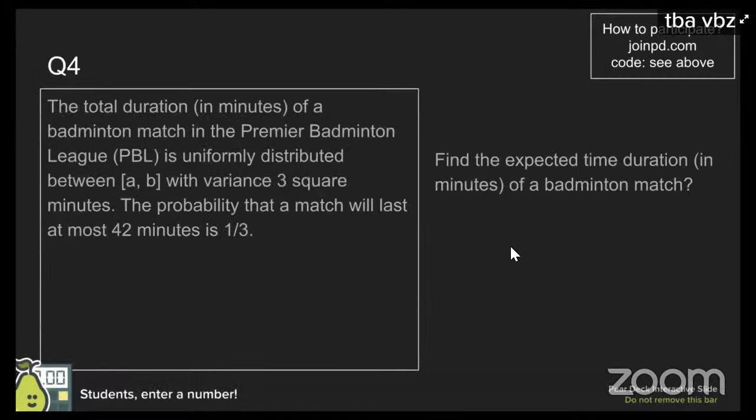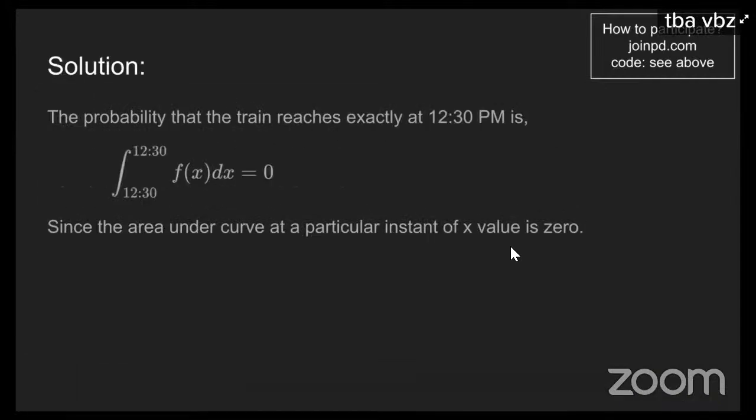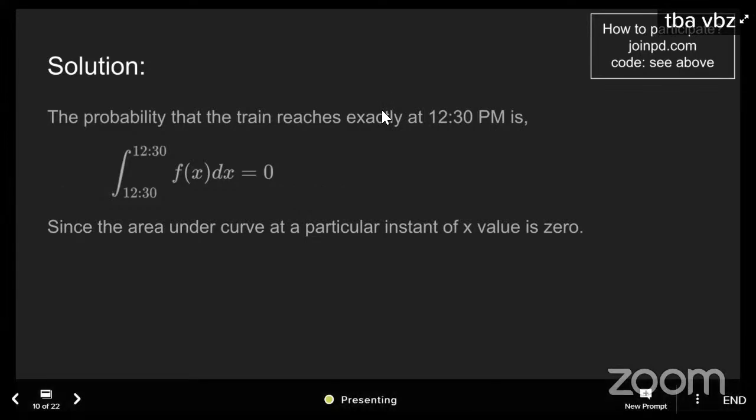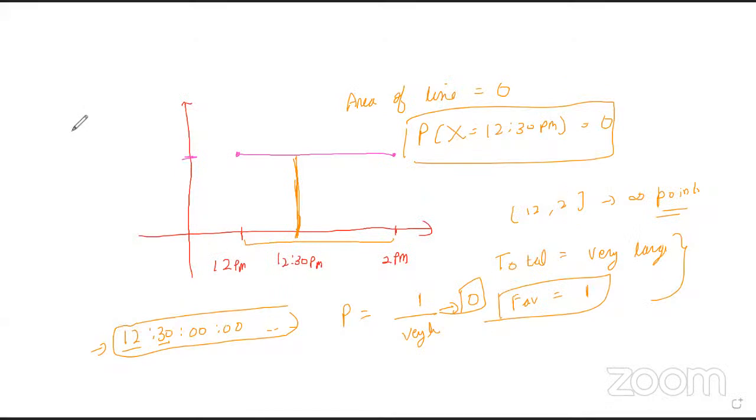Sir, can't we take the (x minus a) by (b minus a) formula? It is for the CDF, right? Yes, sir, I also took the same formula, that's why I was getting confused about when to use it. Where x is in the interval, can't we take x as 12:30, sir?